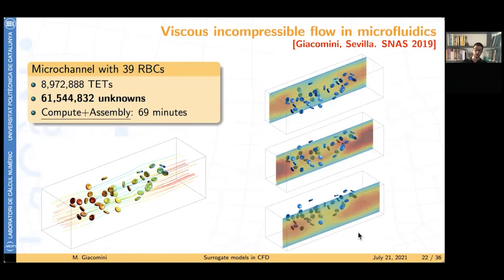What's important here to observe is that we have a problem with a complex geometry, almost 9 million tetrahedra, 61 million unknowns, and computation and assembly of this problem takes slightly more than 1 hour. It's important to observe that this code was implemented in MATLAB. It's a serial code, so there's much room for improvement for the solution of this problem. And this was published a couple of years ago here in the journal.